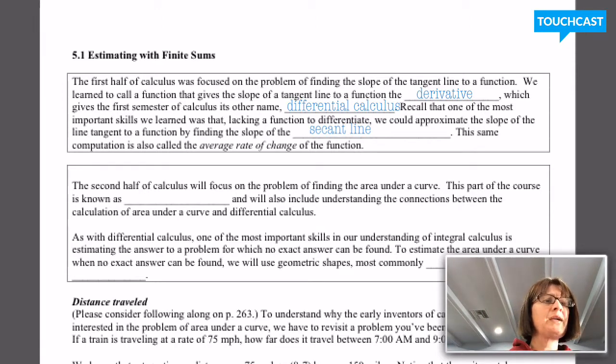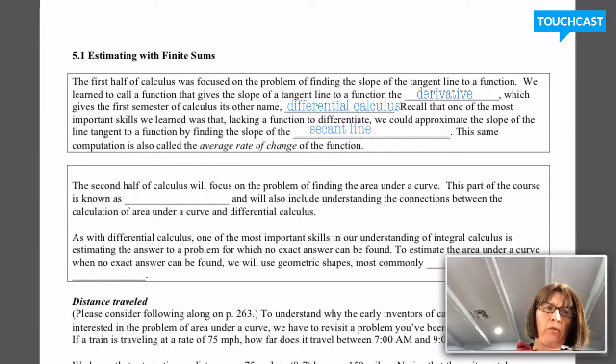So recall that we have been working on how to compute the derivative, which is a function that gives the slope of a tangent line to a function anywhere along that function. To find the derivative is to differentiate, which gives the common name for that first semester of calculus. It's commonly called differential calculus, the math of finding and then using derivatives.